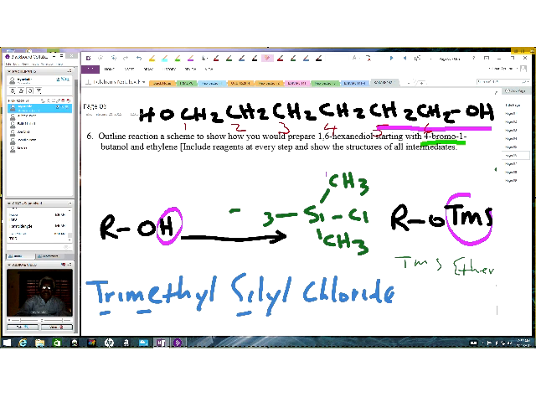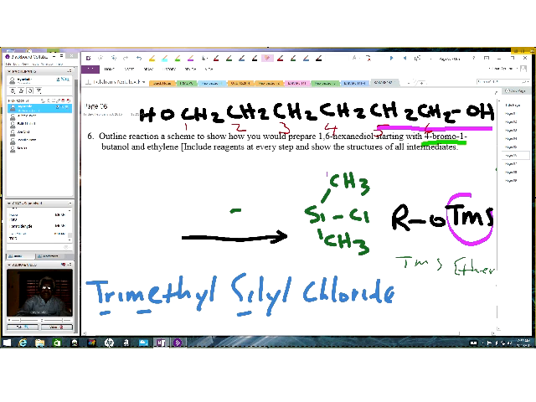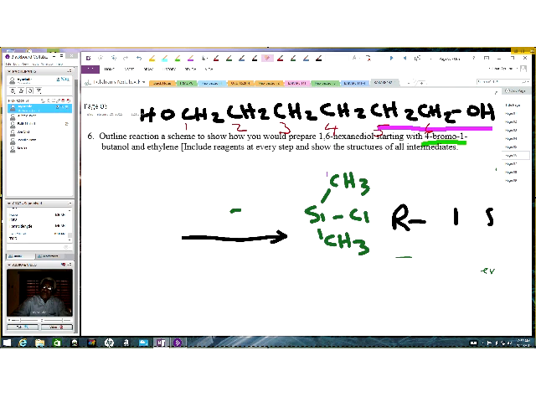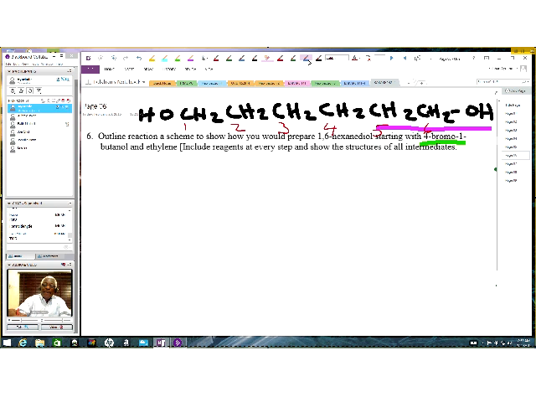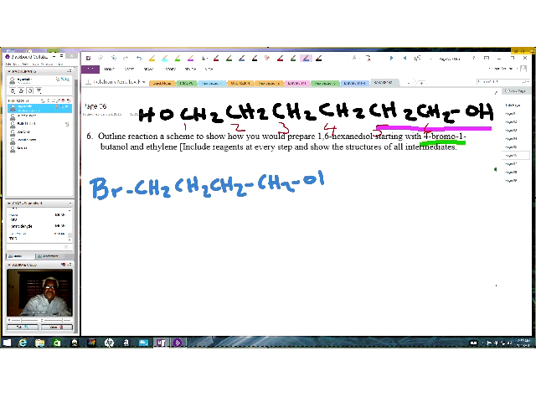So now let us come back here. Let me go back and take all of this out, and see what we can do with this. We now start with the starting material, the bromo alcohol, and then we react that with TMS chloride, and so we obtain this here.